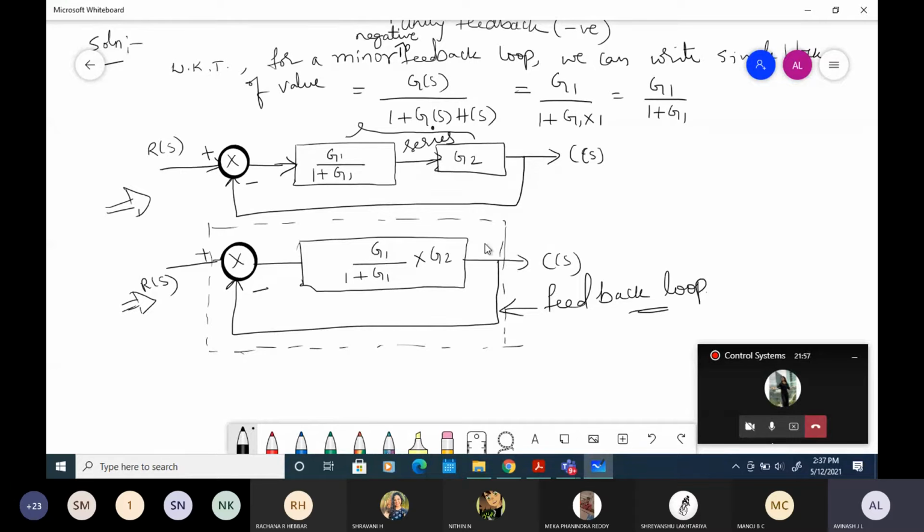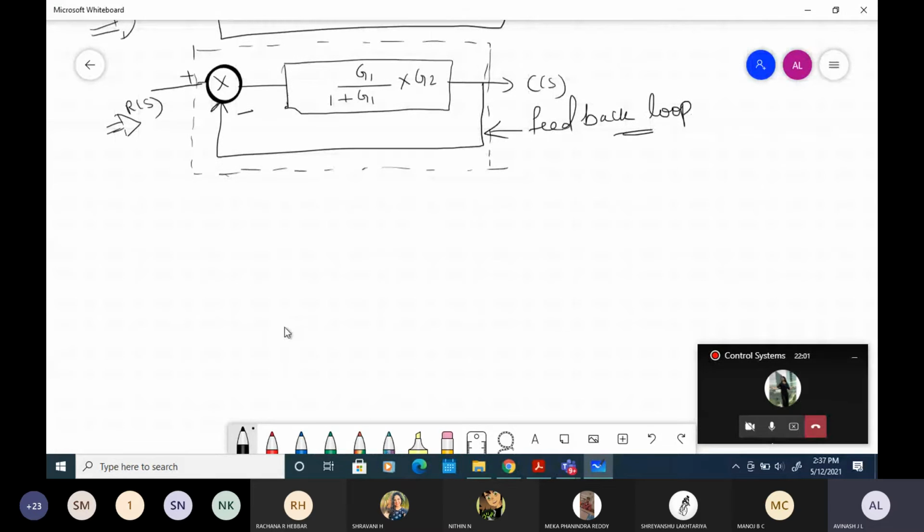So what is the value it will come? We know that once again this particular block value will be G1 G2 divided by 1 plus G1, the whole divided by once again 1 plus G1 G2 divided by 1 plus G1 into 1. Correct? H of S is 1, because it is unity feedback. Clear?